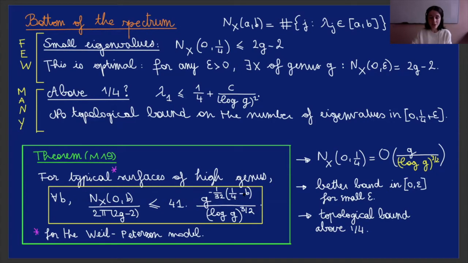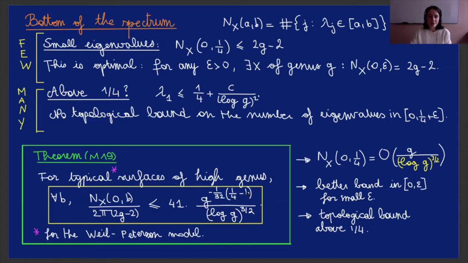And actually, if now you take b to be smaller than 1/4, to be a small epsilon, you obtain a power of g. So not only do you have this logarithmic correction, but you actually obtain a negative power of the genus. So the bound becomes better if you want to study eigenvalues between 0 and epsilon rather than 0 and 1/4. So these examples where the 2g minus 2 eigenvalues are all really close to 0 are also even more pathological.